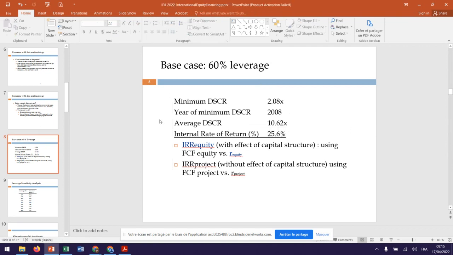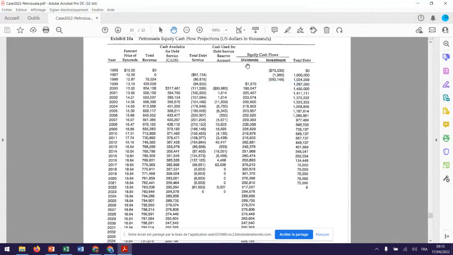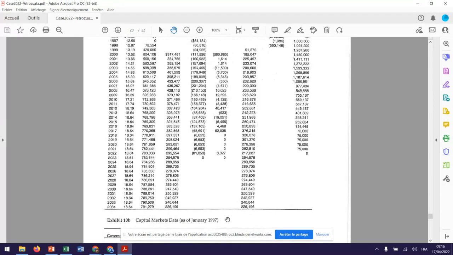Anyone know where you get this 25.6%? Can you do it on your Excel spreadsheet? Whether you get 25.6%. So what you have to do is, as you can see here, the equity cash flows, you have the investment. If you put in this Excel spreadsheet negative 79,035, negative 1,982, 550,148. Basically, you combine this column and this column and you compute the IRR.